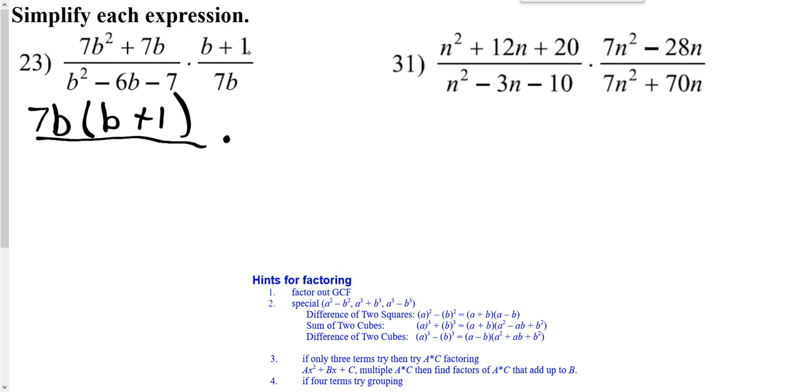Looking at the second top one, there's nothing we can do, so we can leave that. Then we have a 7b on the bottom. When you look at the lower left denominator, we have three terms, so we can do AC factoring, and I'm not going to go through the steps of AC factoring. I'm going to just go ahead and write down the factors.